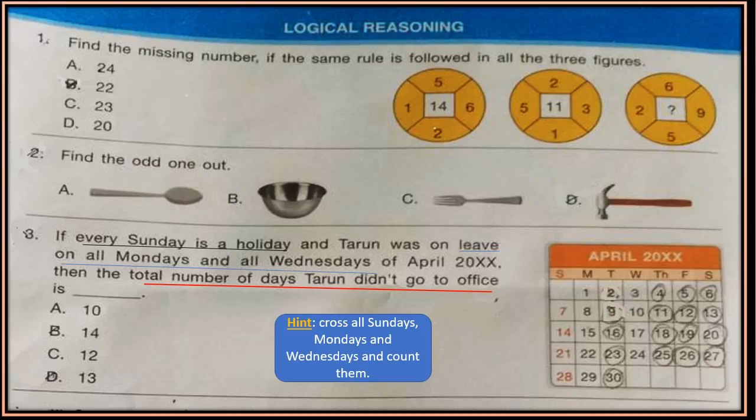Next question. If every Sunday is a holiday and Tarun was on leave on all Mondays and all Wednesdays of April, then the total number of days Tarun did not go to office is. Now every Sunday is a holiday and he was on leave on all Mondays and all Wednesdays.